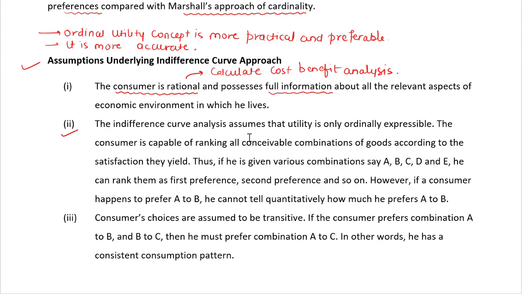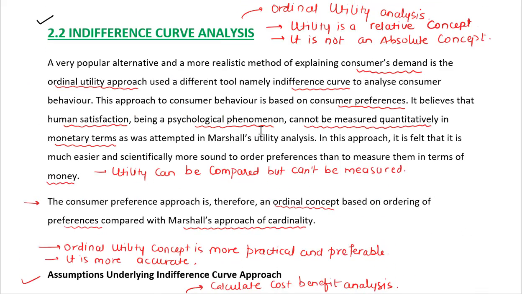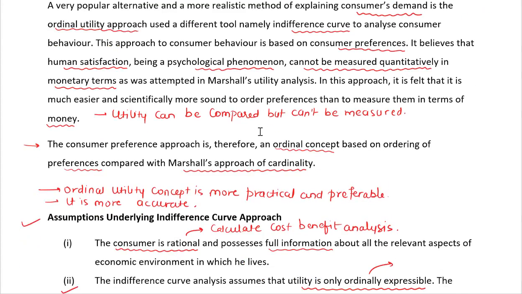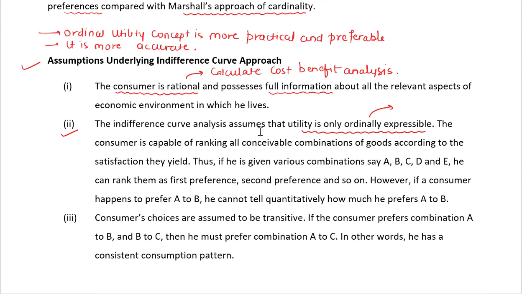Number two, the IC analysis assumes that utility is only ordinally expressible. Ordinally expressible means that it can be compared but can't be measured. It can be compared but can't be measured.